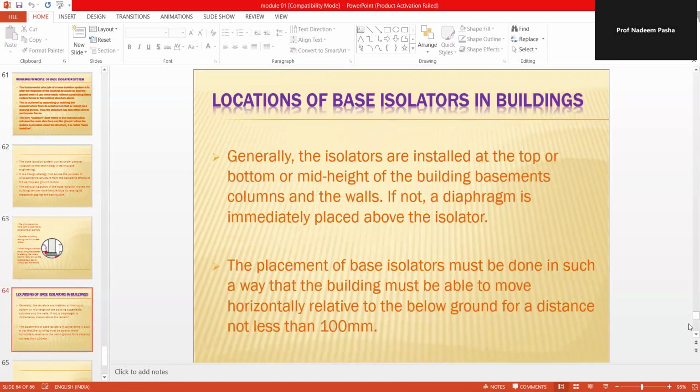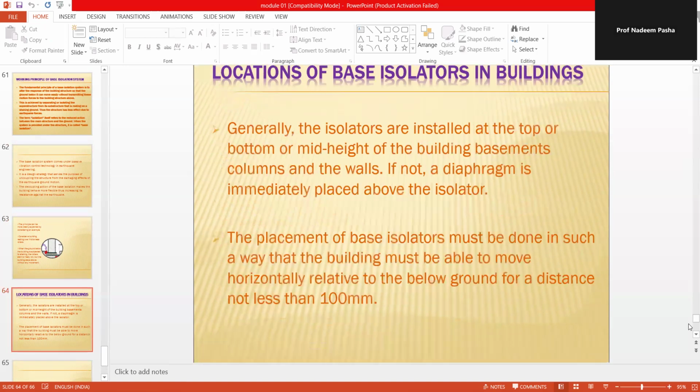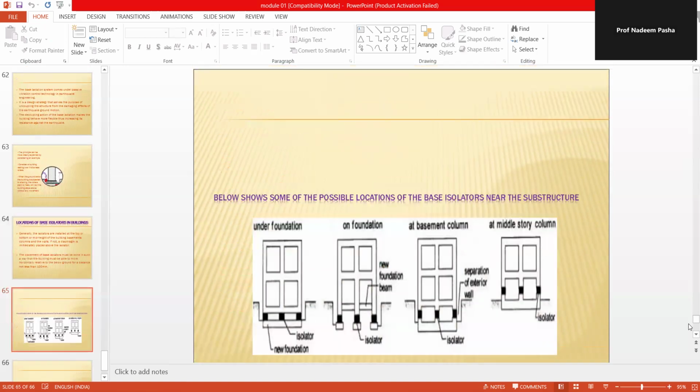At what point are these isolators provided? They are provided at the bottom or mid height of the building columns and the wall. So this figure gives a clear explanation about base isolators. So in the next class, we will continue. Hope you have understood.